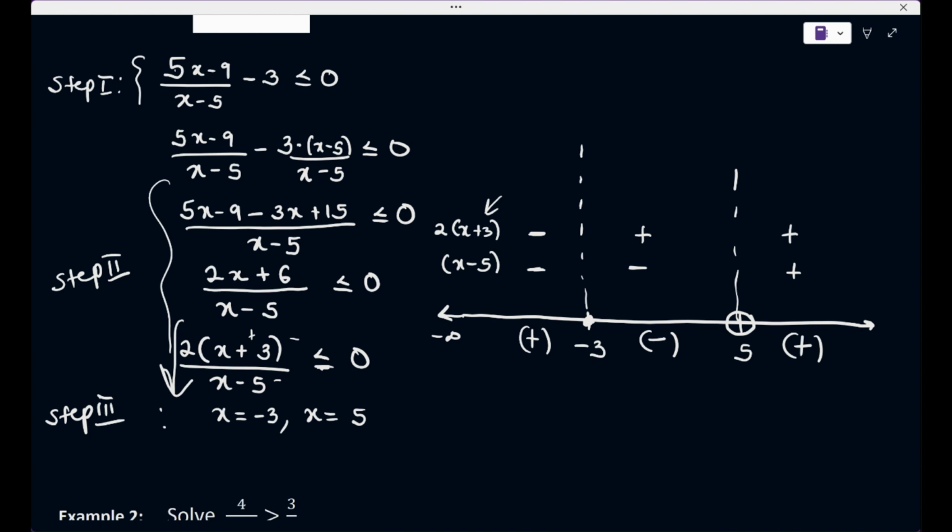So I think we're done. And now we just take the interval where we have greater than or equal to 0, and that will be these two intervals. So our solution set will just be from minus infinity to minus 3 closed, then union. Now 5 is open, so we go from 5 to infinity.